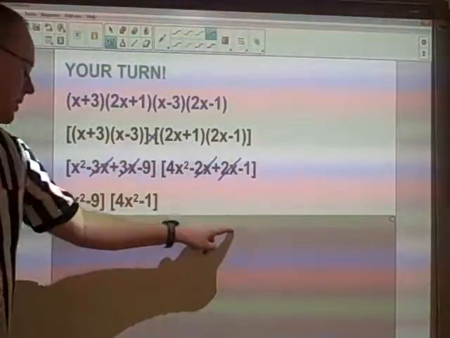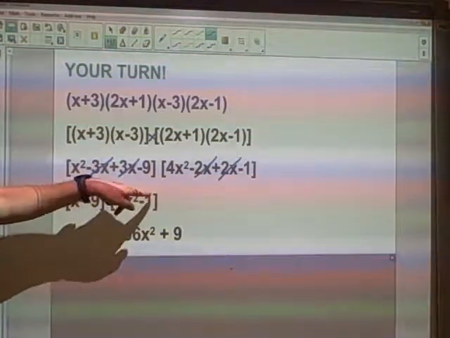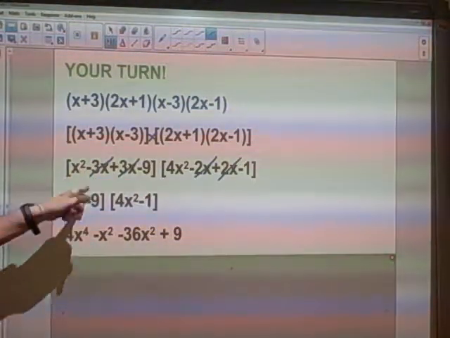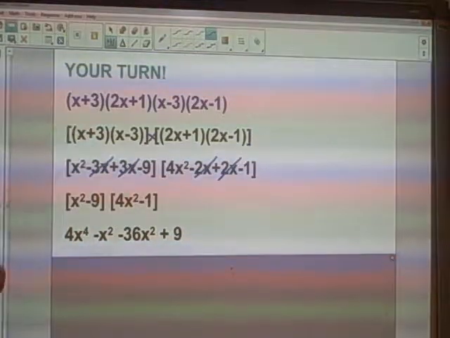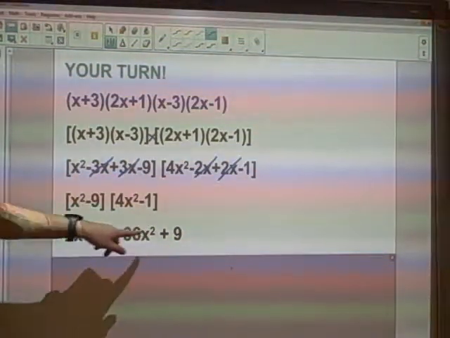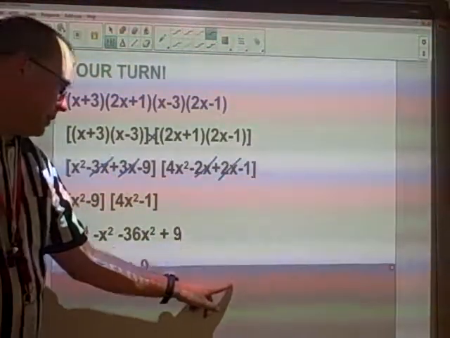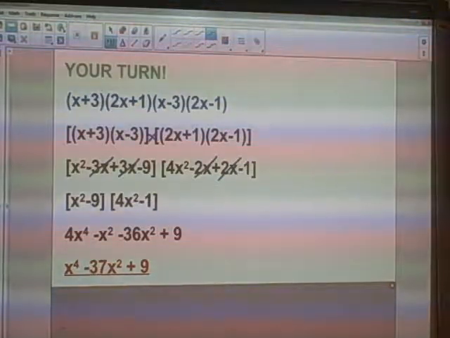I did do FOIL for this. x squared times 4x squared, 4x to the 4th. x squared times negative 1, negative x squared. Negative 9 times 4x squared, negative 36x squared. And negative 9 times 1 is positive 9. The middle two terms are both x squared, so I can combine these. Negative 1 take away 36 is negative 37.